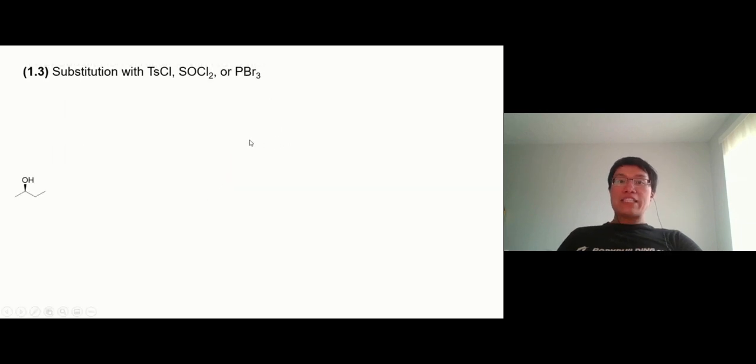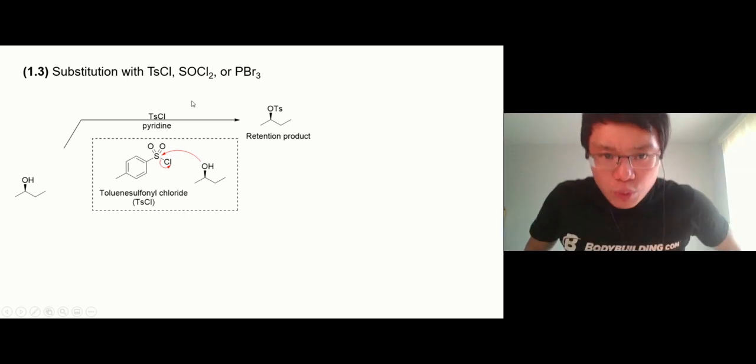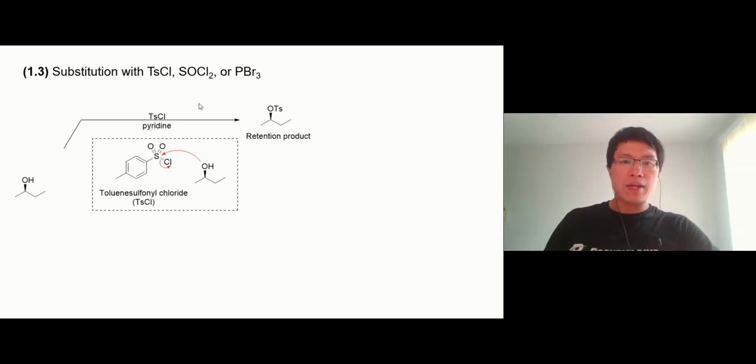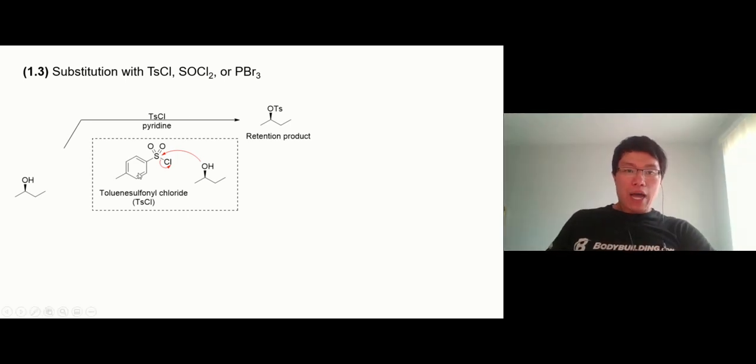We also have these three reagents that we use to convert a bad leaving group, alcohol, to a much better leaving group. Let's take a look. Start with TsCl, tosyl chloride. We have seen this one time in the SN2 reaction, that's like chapter 7. What happens? The alcohol will attack the toluenesulfonyl chloride right here. Chlorine comes out, so you get the retention product.